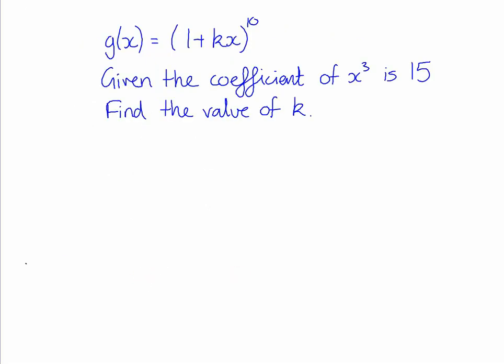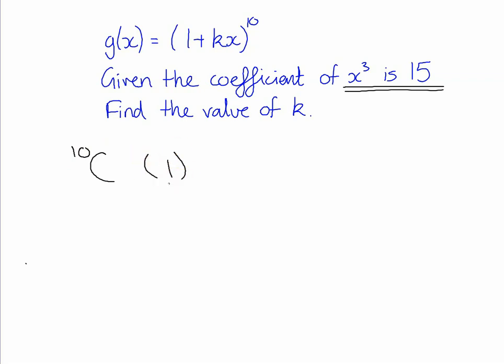Right, so this is a better question. We have some unknowns in here. So we know this function g in terms of x is written as 1 plus kx to the power of 10. Okay? This time, if we have an unknown here, we have to tell you something. So the coefficient of the x cubed term is 15. So again, we're only looking at the x cubed term. So let's go and find it. We have 10, and we're choosing probably 3, right? But let's have a look.